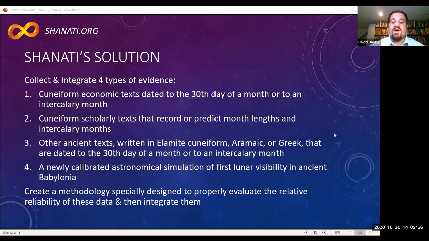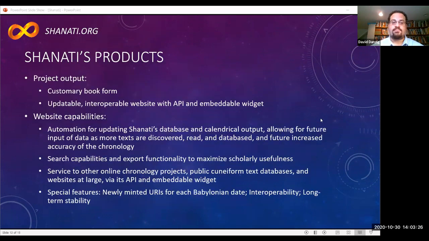By employing a methodology specially designed to properly evaluate the relative reliability of these data in order to reconcile them with one another when they might vary, we will reconstruct a series of calendrical decisions that together determine the Babylonian chronology, allowing us to accurately correlate any specific Babylonian date to its proleptic Julian equivalent. Shanati's results will be made available in a number of ways beyond presenting them in the customary book form.